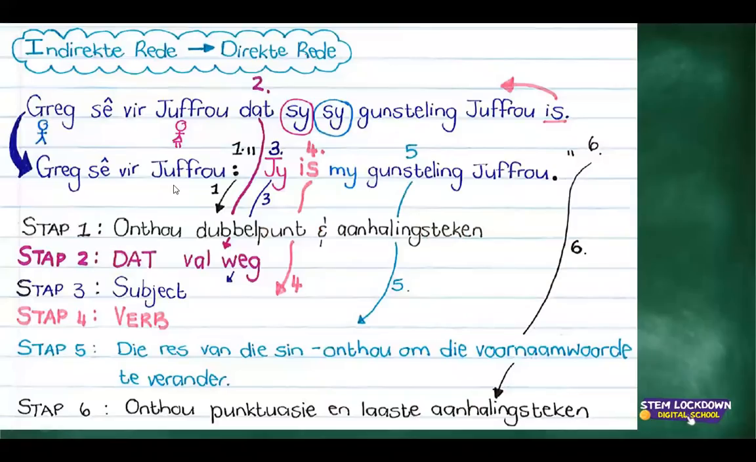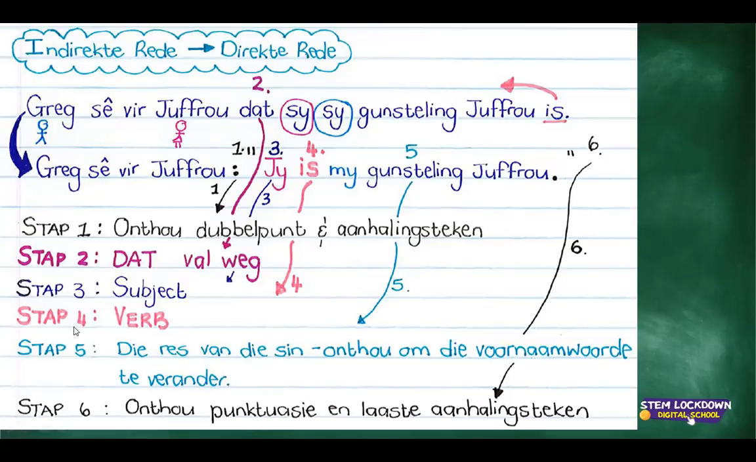Okay, and then just quickly, from indirect to direct speech, I see we've got that a few times. Greg says to juffrou, dat sy sy kindling juffrou is. Okay, so now there's a few things that I need to remember. I write down this section as is. Greg says to juffrou. Nou sê, onthou die dubbelpunt en aanhalingstekens. Remember the colon and quotation mark. Stap 2, die dat val weg. This dat falls away. Stap 3, your subject. Okay, you need to remember, it has to be written with a capital letter.